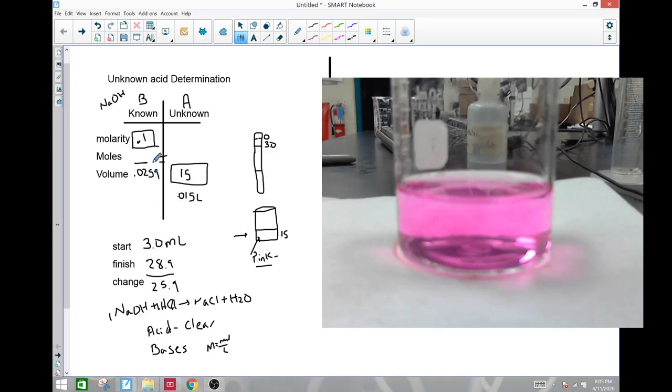Now we're going to solve for the moles here. So I'm going to plug that into my formula here. Molarity times liters equals moles. So I'm going to multiply these two together to get my number of moles. That's going to be 0.1 times 0.0259, and this is going to give me, move 1 over, 0.00259, and that's going to go right here. So that's the moles, the actual base that I emptied in there.